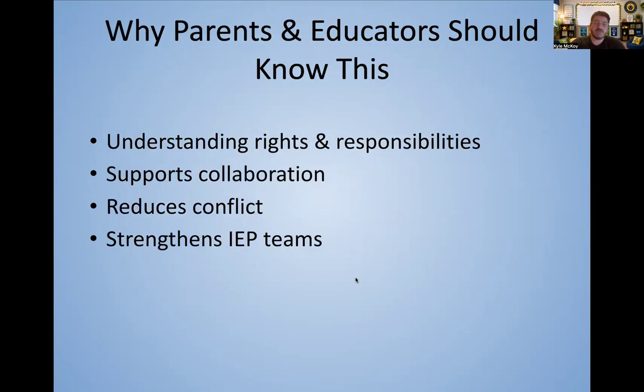So, why parents and educators should know this. Understanding their rights and responsibilities is very important for making sure that students are getting their needs met. Having support and collaboration with your students, with your school, is always an important thing for ensuring they're achieving their highest level of academic performance. It then reduces conflict that might occur from not knowing and then having to deal with a lot of additional requirements and regulations later on down the road. And it strengthens IEP teams as a whole for all team members to have an understanding of what the requirements are from each person involved and the school as a whole.